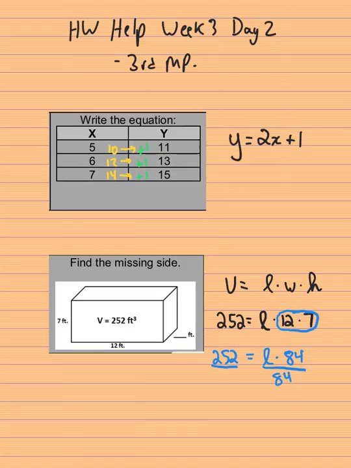Oops, that shouldn't be a 2. Let me delete that. Okay, divide by 84. Remember, this cancels over here, so that means we'll have the length. And just type in 252 divided by 84, and you get 3. So that means our missing dimension is 3 feet. And you could always go back and test it by doing 3 times 12 times 7. And guess what you're going to get?